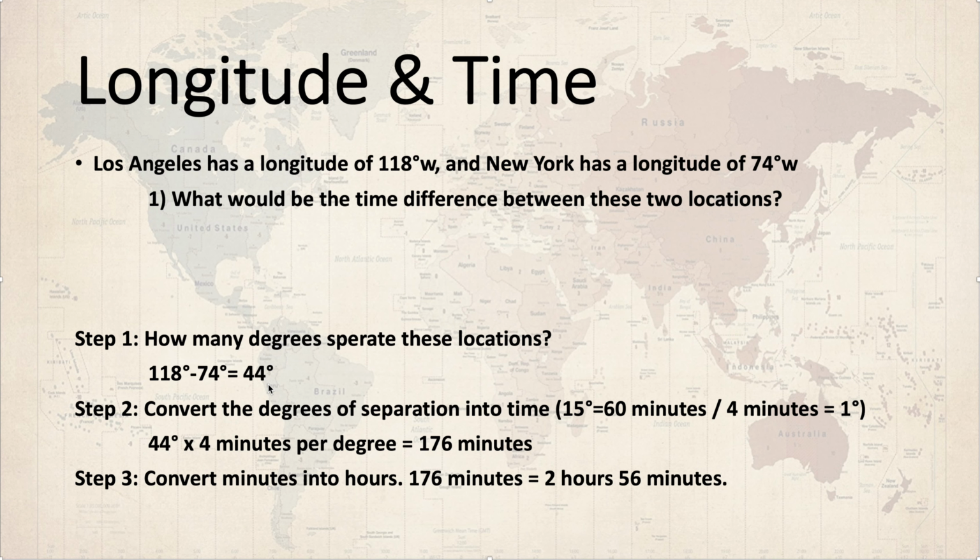I can now, step 2, convert these degrees into time. I know that 15 degrees is equal to 60 minutes, or 4 minutes is equal to 1 degree. So I'm going to take my 44 degrees between them, multiply it by 4 minutes per degree to get a total of 176 minutes. Step 3, convert my minutes into hours. Well, 176 minutes is 2 hours and 56 minutes.